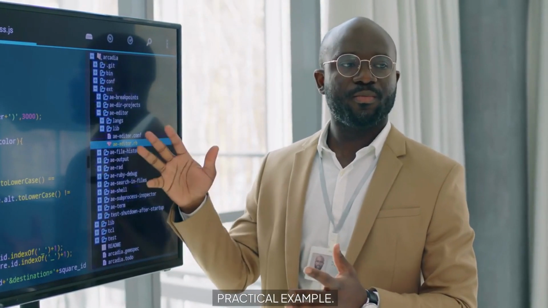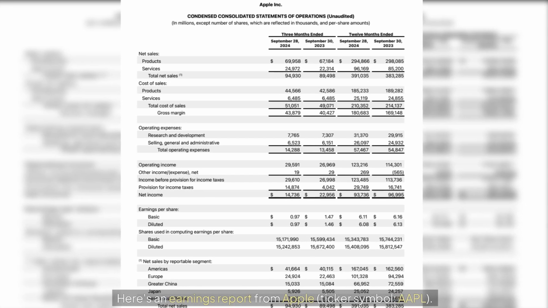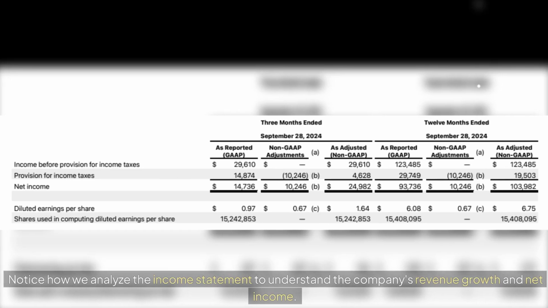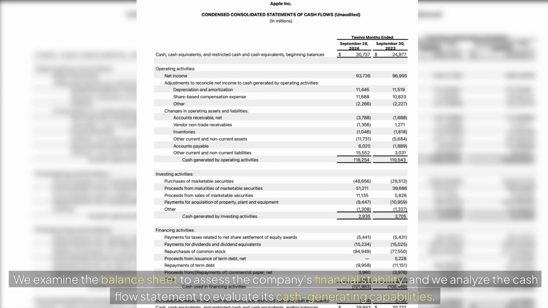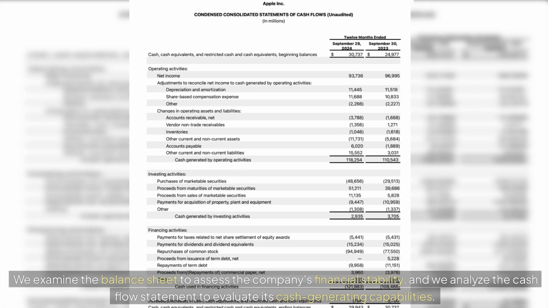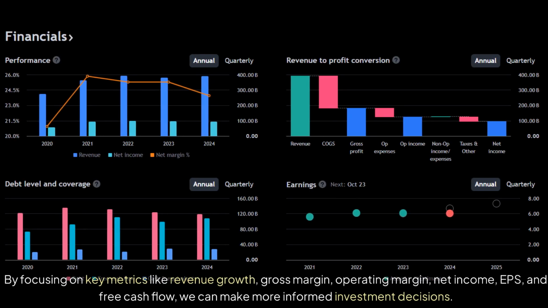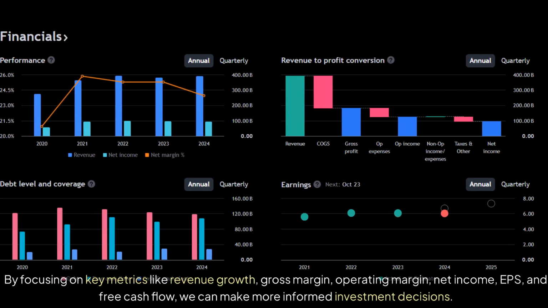Practical example. Let's look at a practical example. Here's an earnings report from Apple, ticker symbol AAPL. Notice how we analyze the income statement to understand the company's revenue growth and net income. We examine the balance sheet to assess the company's financial stability, and we analyze the cash flow statement to evaluate its cash-generating capabilities. By focusing on key metrics like revenue growth, gross margin, operating margin, net income, EPS, and free cash flow, we can make more informed investment decisions.